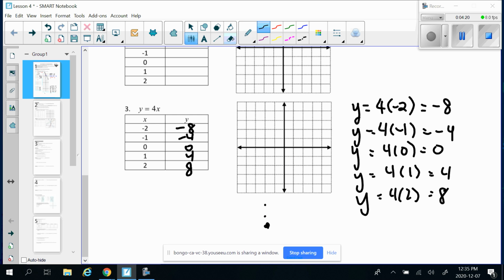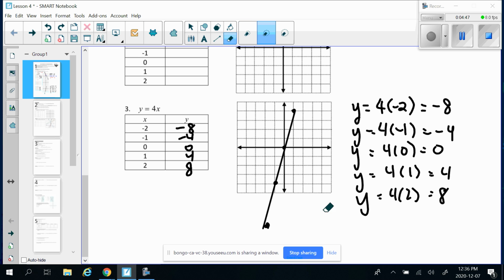Unfortunately, there's not enough room on that graph. Okay. Then there's going to be a point at (-1, -4), which is here. There's going to be a point at (0, 0), a point at (1, 4), and a point at (2, 8), which is really too high up. So what I'm going to do is I'm just going to draw from here. Here is my graph.